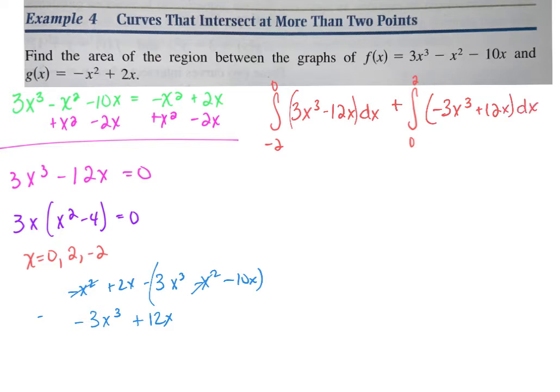Okay. And then I'm just going to do the antiderivative of those, just the way I would for anything. So antiderivative of 3x cubed is going to be 3/4 x to the 4th. 12x is going to be 6x squared. And I'm going to do that from negative 2 to 0. And then I'm going to add to it the same thing, but again, reversed. So negative 3/4 x to the fourth plus 6x squared, and I'm going to do that one from 0 to 2. I get just 0.